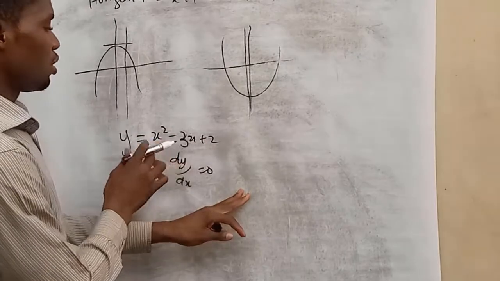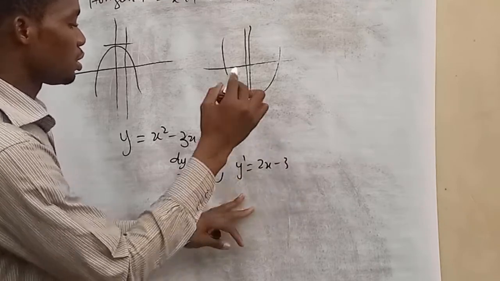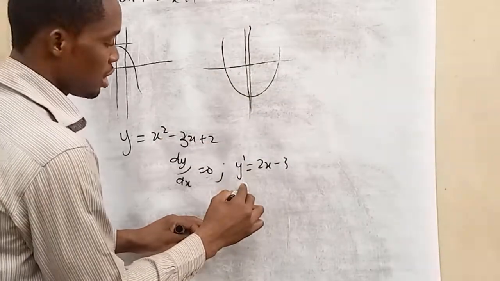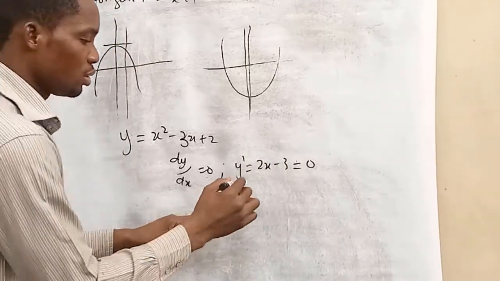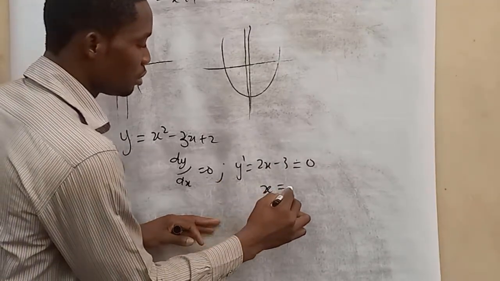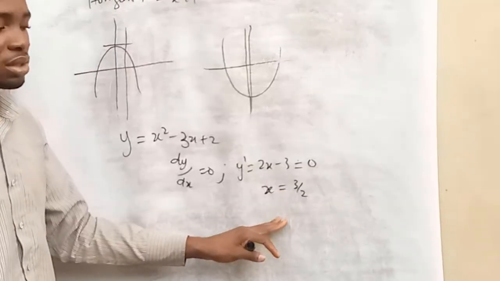From here, I'm going to have y prime equals 2x minus 3, in which case I set y prime to be 0. So, if your y prime is 0, my x is going to be equal to 3 over 2. Then you plot the graph of this function for your x.